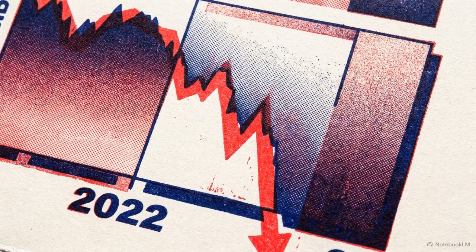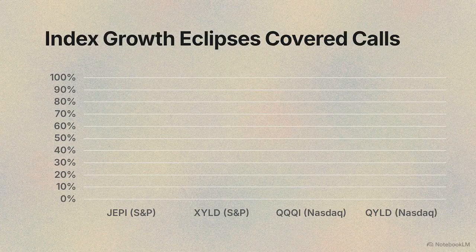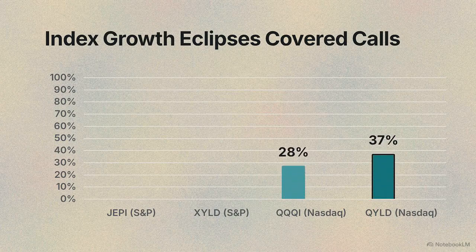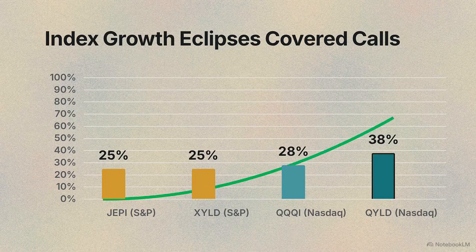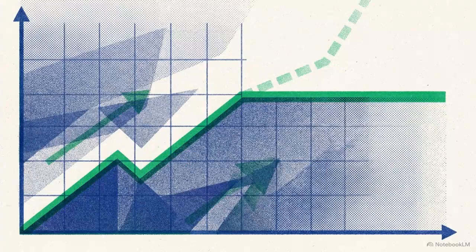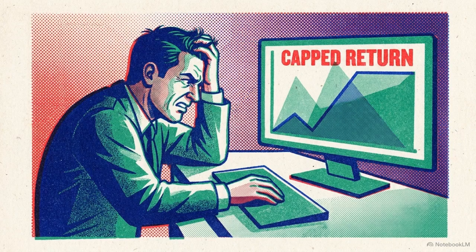Now look at the 2023 and 2024 AI-driven bull market. The Nasdaq funds easily outpaced the S&P funds. QYLD delivered 35 to 40% total returns, and QQQI captured 25 to 30%, while JEPI and XYLD stayed in the 20 to 30% range. But there is a catch to that bull market data. An unhedged Nasdaq index fund would have nearly doubled over that same period. Covered calls mathematically cap sharp rallies, regardless of whether you choose the S&P 500 or the Nasdaq. These funds force you to forfeit extreme growth in exchange for your yield.